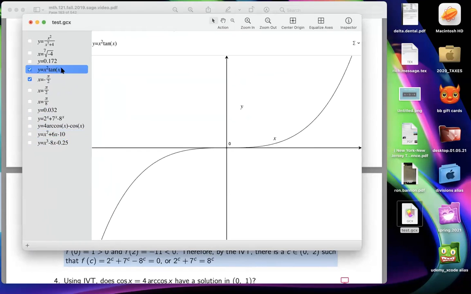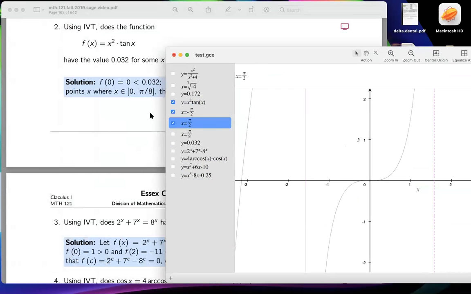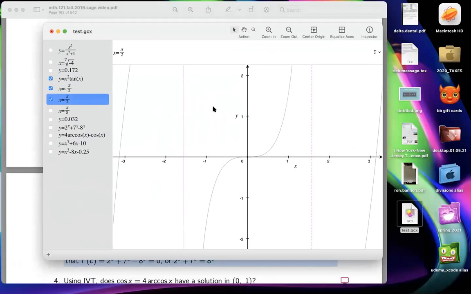So I want to point out, I'm going to graph y equals x squared tan x. And I'm just going to zoom out a little bit more. And I'm starting to see the asymptotes to it. All right. So someone says they want me to stick between 0 and pi over 8. So I'm going to move this around a little bit.